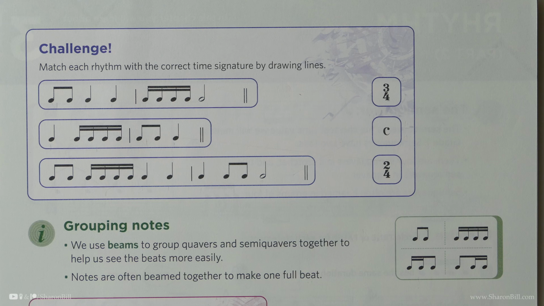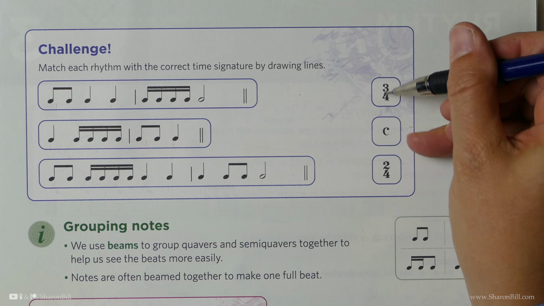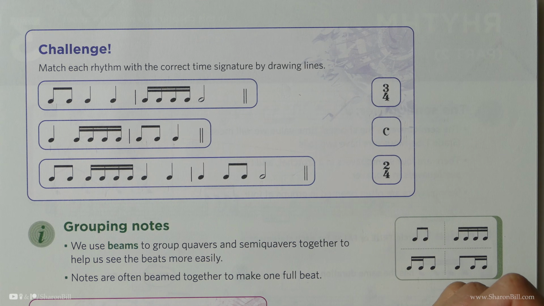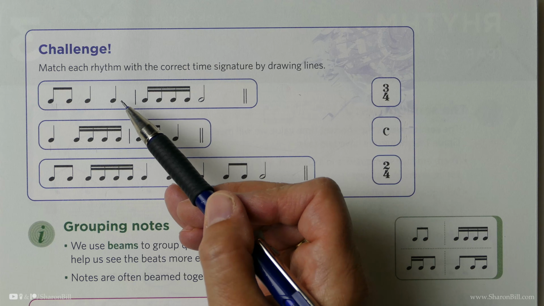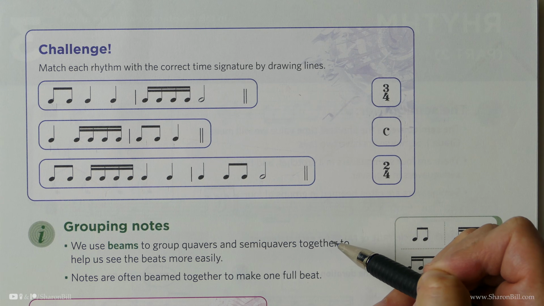Continuing with the topic of rhythm in this next section, on page 14 of the Discovering Music Theory for grade 1, we start off with a challenge, which is going to involve a little bit of revision, refreshing our memory on time signatures, and also just checking out our note values again.